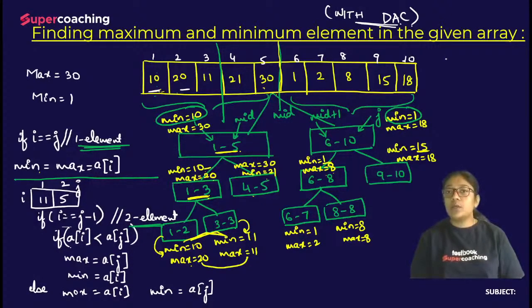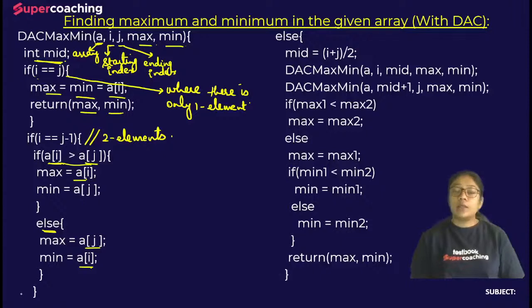So when we'll merge this, we'll get min is equal to 1. Compare both the maximum values 30 and 18. Maximum value is 30 is greater, so 30 is the maximum value. So this is how divide and conquer approach works. ये concept समझ में आया? So now let's look at the code.